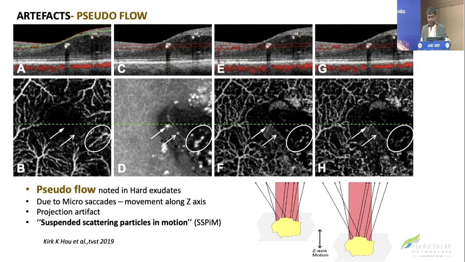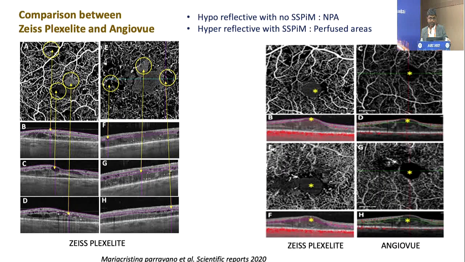And we should be mindful of the artifacts that can happen. These are because of the saccades, microsaccades in the z-axis. So these are called suspended scattering particles in motion. These give rise to areas wherein it looks like there's a flow there, but there's no flow there. So we need to be mindful when interpreting an OCTA.